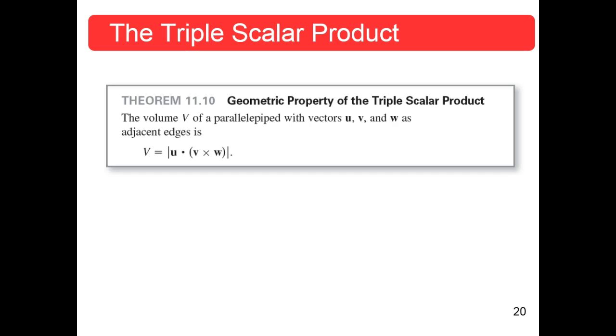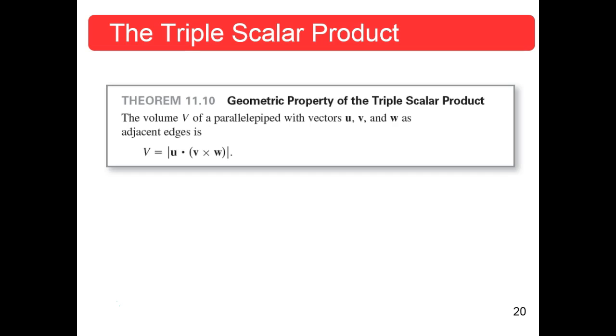The geometric property of the triple scalar product, okay? The volume V of a parallelepiped, which means it's sort of like a 3-dimensional parallelogram. A parallelogram is a plane figure, 2 sides are parallel, the other 2 sides are parallel. That means the 2 opposite sides are the same length, same direction, with not necessarily equal angles, okay? In other words, not right angles.